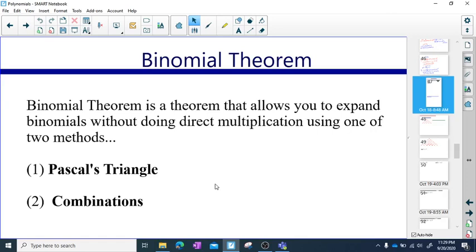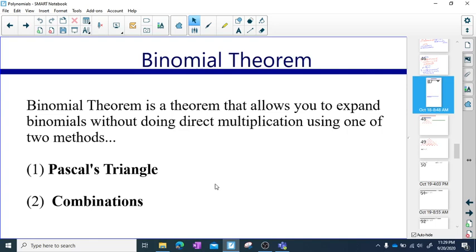Welcome to today's video where I'm going to show you something called the binomial theorem. This is a bit of a change of pace from what we've been working on in regard to polynomials. This is going to now look at how to expand binomials. We're going to look at doing this through two different strategies. First one will be Pascal's Triangle, and the second one will be using what are called combinations.